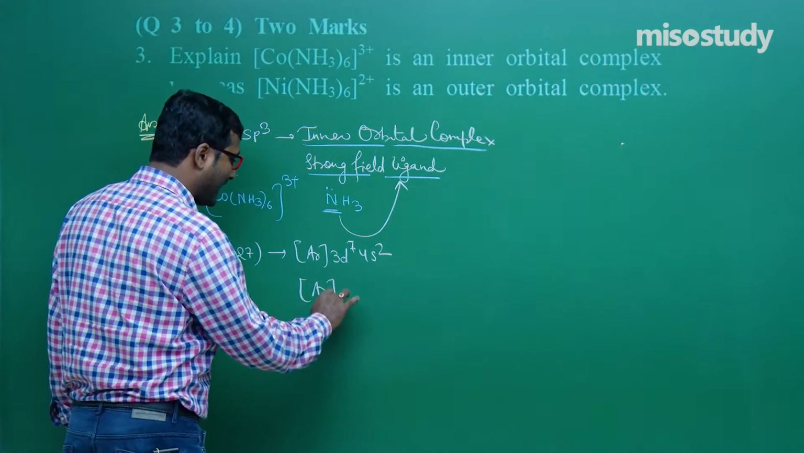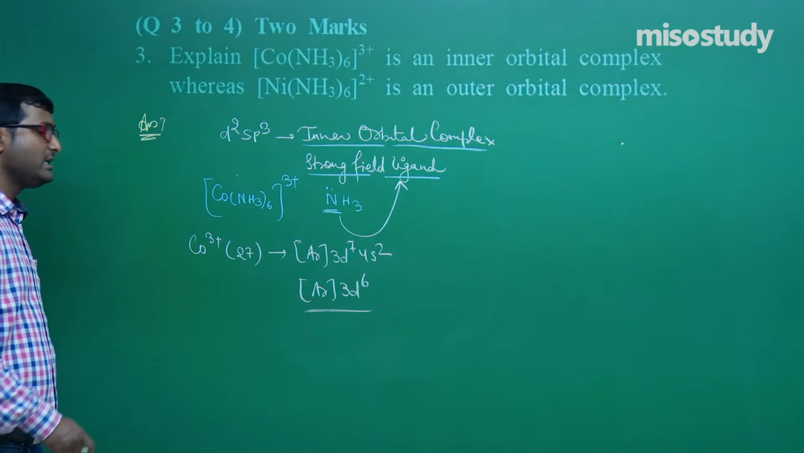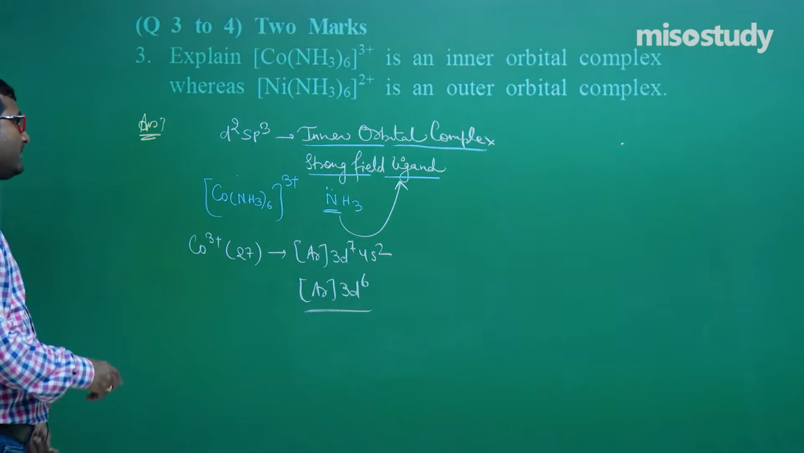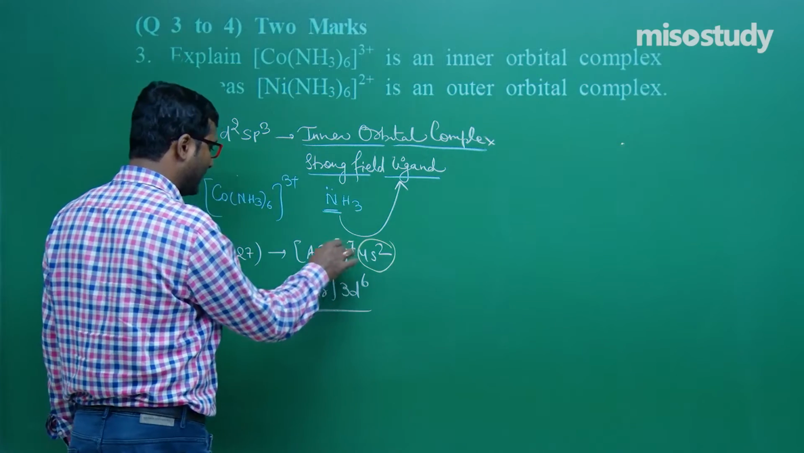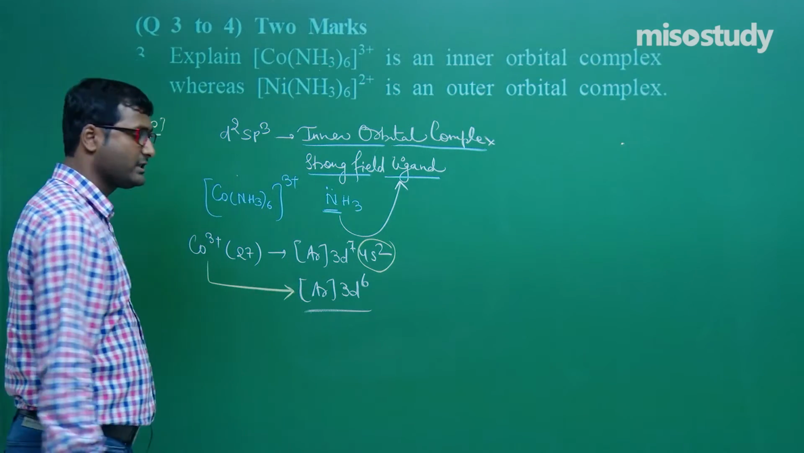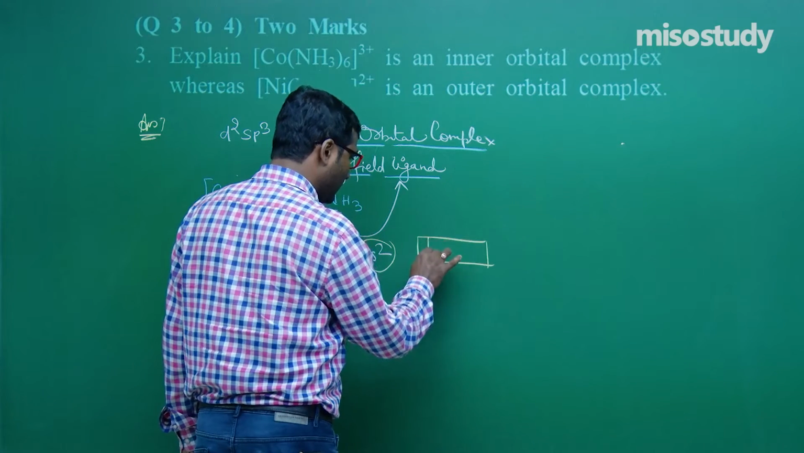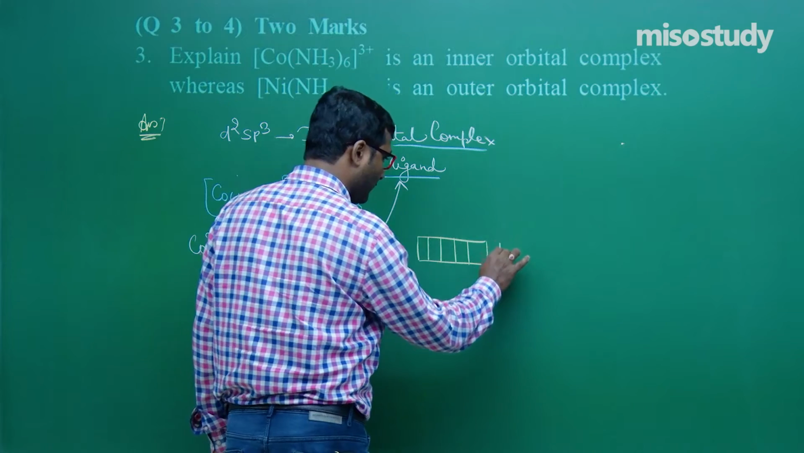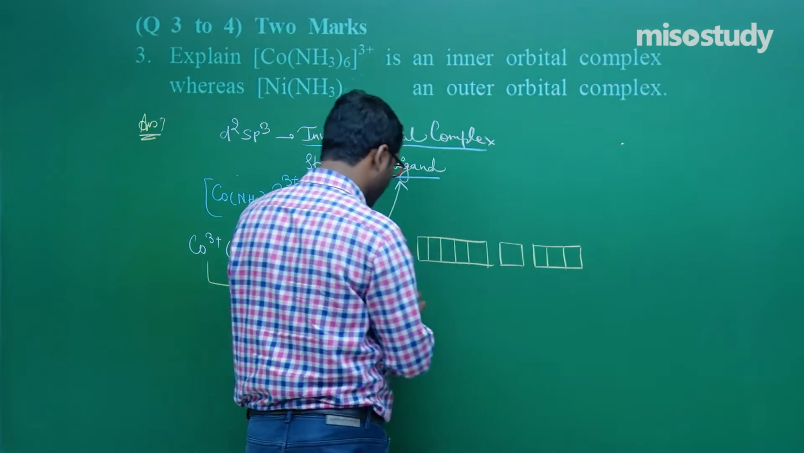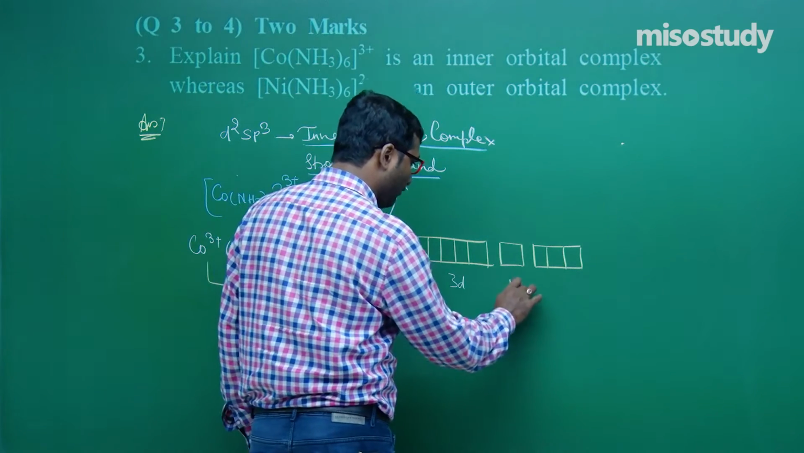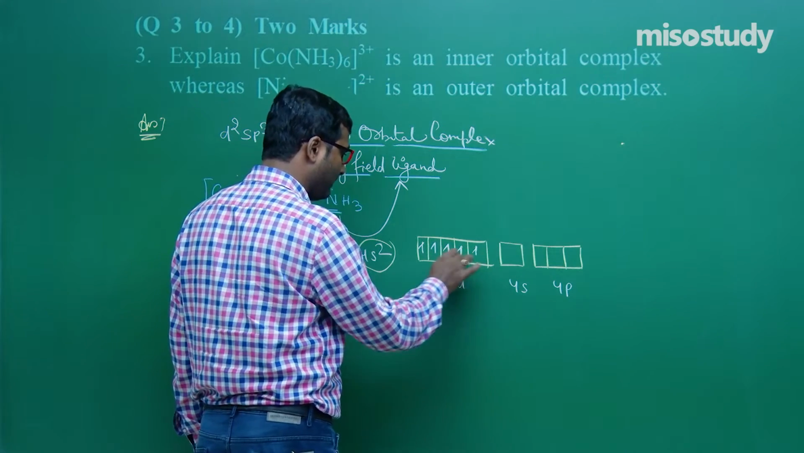So we will write here argon 3d6, my friend. Am I right? Argon 3d6. Okay sir, definitely you are telling true, because 2 electrons are removed from here and 1 electron from here. So the electronic configuration is this one. Now what will happen? This is the 3d, 4s and 4p, 6 orbitals: 1 2 3 4 5 and 6.